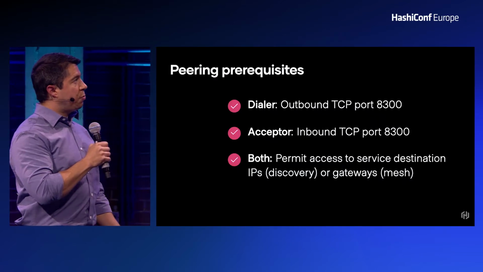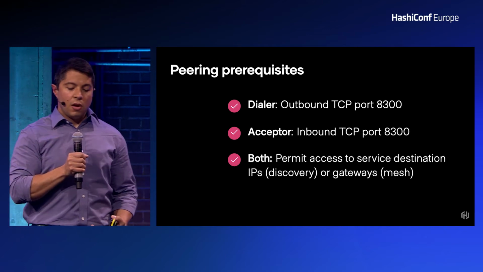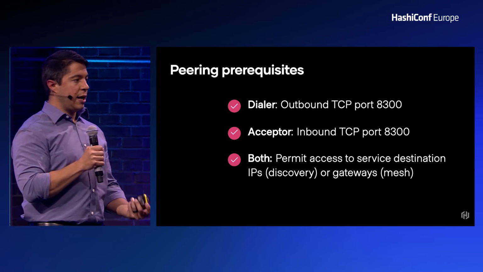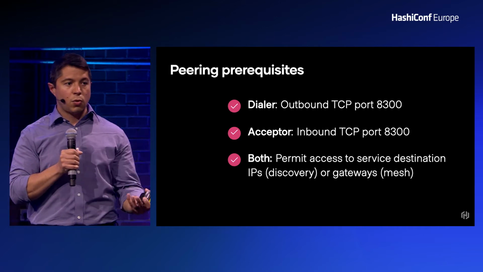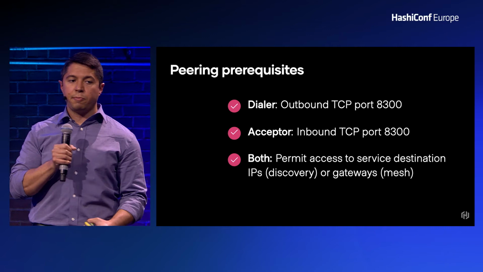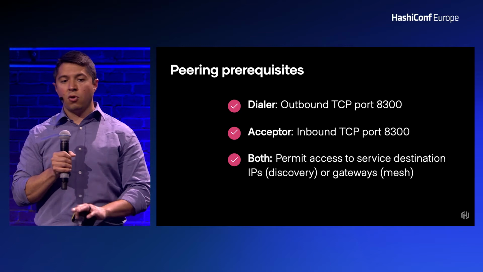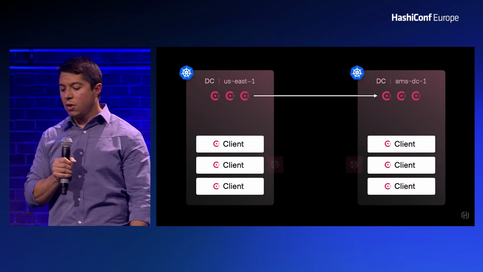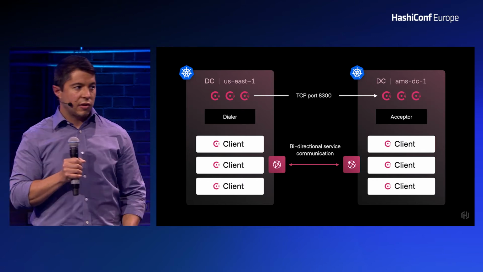In order to use peering, your environment first must satisfy a couple of different networking prerequisites. The first is that the dialing cluster must be able to make outbound TCP requests on port 8300. The cluster receiving the peering connection has to correspondingly receive connections on TCP port 8300. And then both clusters must permit inbound and outbound service communication for the IP addresses of either the services or the gateways that are being advertised across the peering session. Functionally, this means that your network needs to permit a communication model something like this.